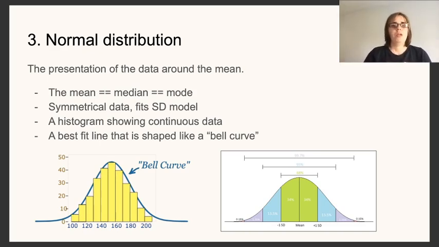Now you can manipulate a bell curve in various ways by making the range smaller or wider. But regardless of how you fit those ranges, you can draw this kind of nice fit line around the tops of those bars. And if you get something that looks like the shape of a bell, then you can say that your data is normally distributed. Now, for data to be truly normally distributed, your mean, your median, and your mode need to be the same.